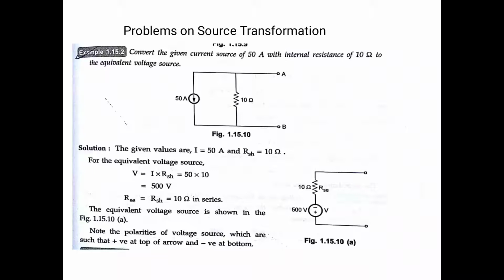This is the equivalent voltage source. The voltage in series is 500 volts, just now calculated as 50 into 10, with the 10 ohm series resistance.